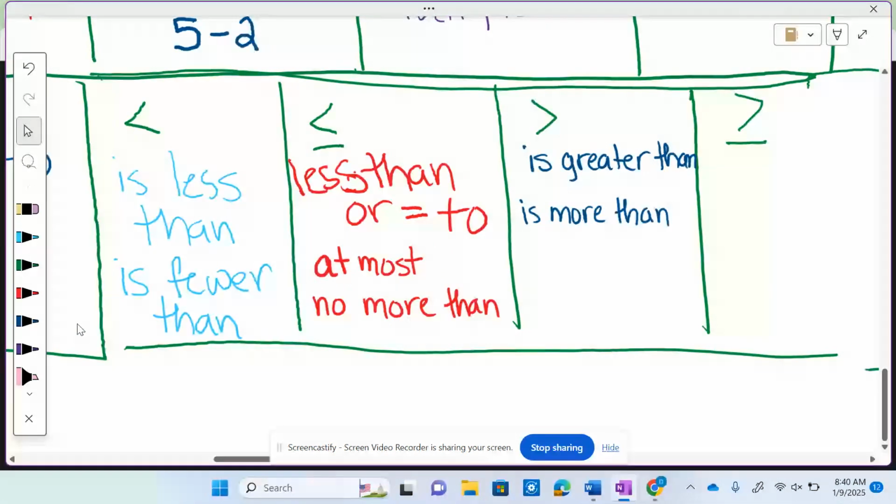So what do you think those weird phrases are going to be for is greater than or equal to? Greater than or equal to. So that's a great one. At least.